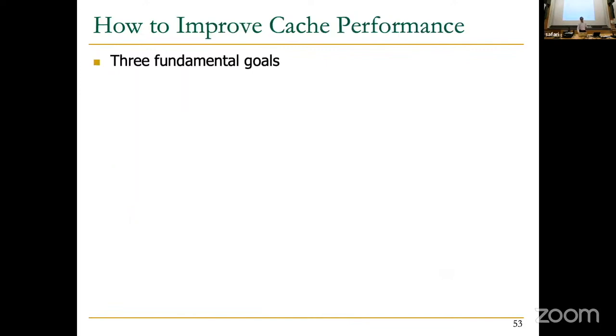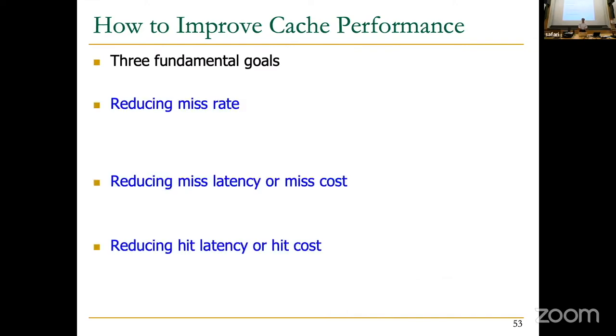So there's actually a lot of things that have been done to improve cache performance. The main goals are actually three. There are three fundamental goals. You want to reduce the miss rate, you want to reduce the miss latency or miss cost, and you want to reduce hit latency or hit cost. And some of these go against each other, unfortunately.